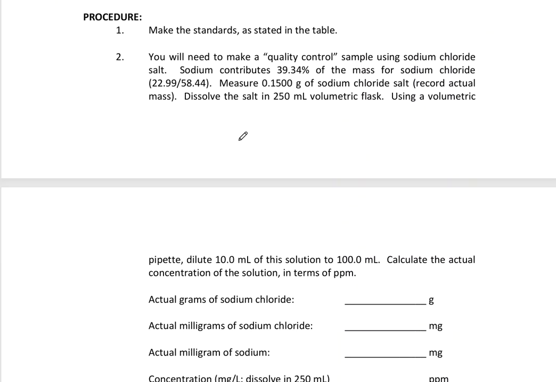Check. Number 2, it says you'll need to make a quality control sample using sodium chloride salt. The sodium contributes 39.34% of the mass for the sodium chloride. Measure 0.1500 grams of sodium chloride salt, record the actual mass that you use, and dissolve the salt in a 250 mL volumetric flask. Using a volumetric pipette, dilute 10 mL of this solution to 100 and calculate the actual concentration of the solution in terms of ppm.